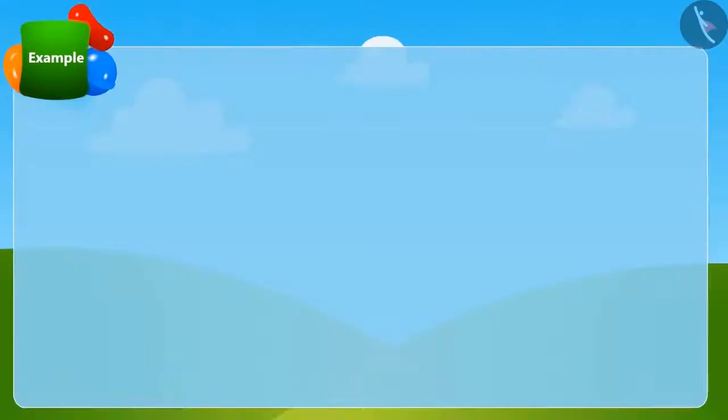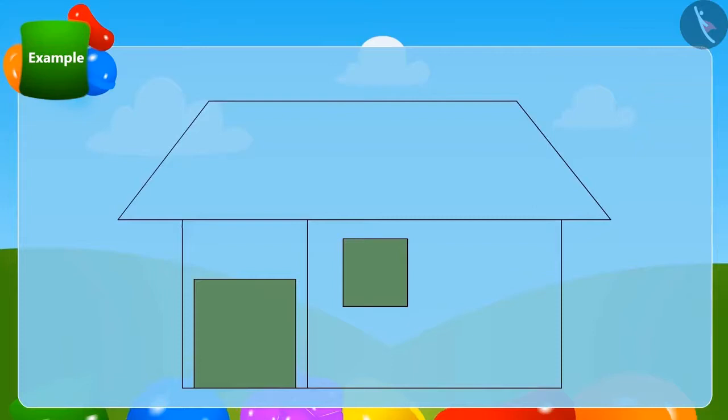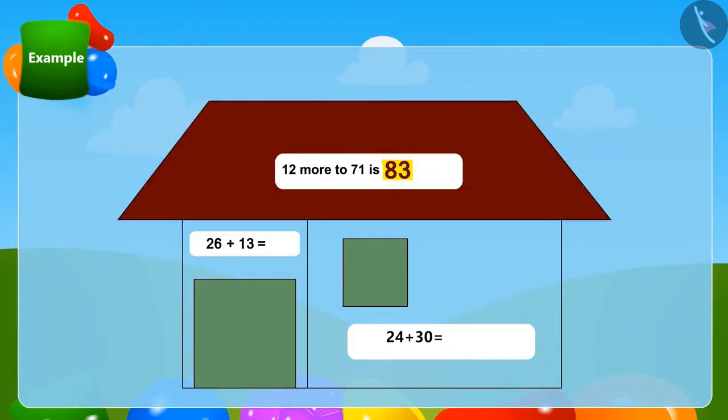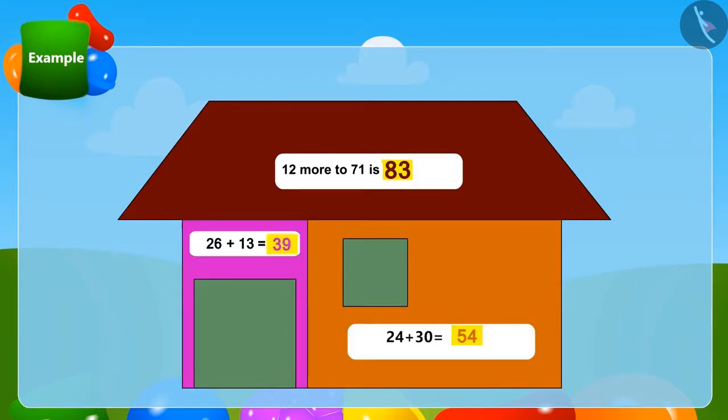Children, we will play a fun game and let us try the method we learned in the previous lesson. Some puzzles are written in this house. Can you solve these puzzles by the method of quickly adding two-digit numbers? With the correct answers to the puzzle, that part of the house will be filled with color. Well done, children! Did your house also get colored on giving the correct answers?